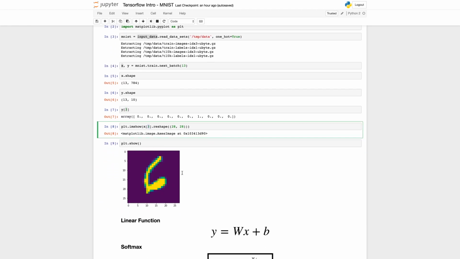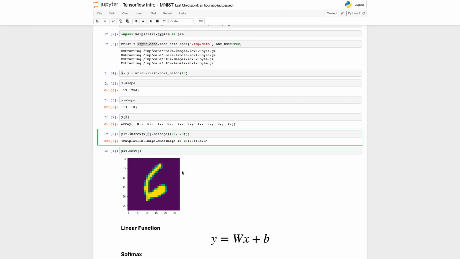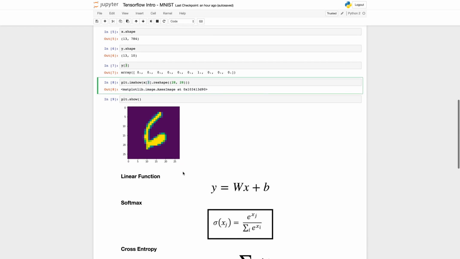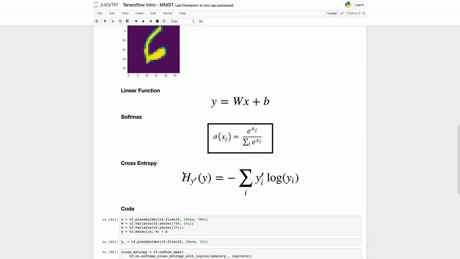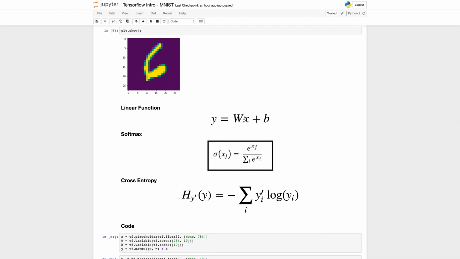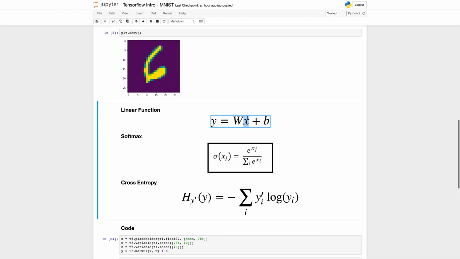So now that we understand how the data is organized and how it looks, we can go ahead and look at some of the math behind it. Here we have a linear function. So what we're going to do here is take our image, that big giant matrix, and apply the linear function to our image.